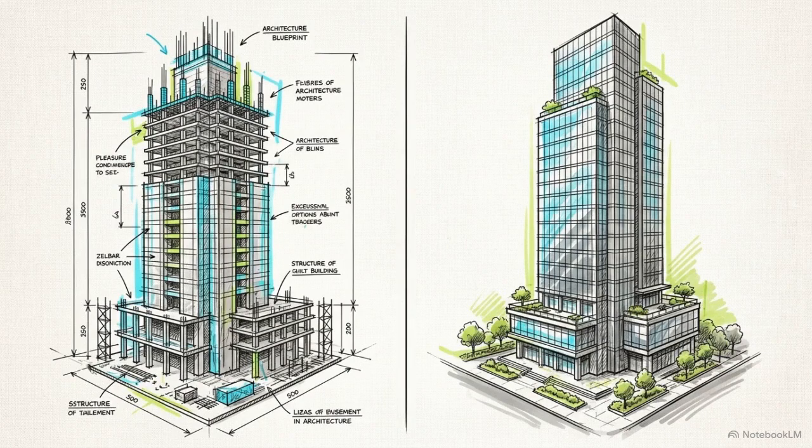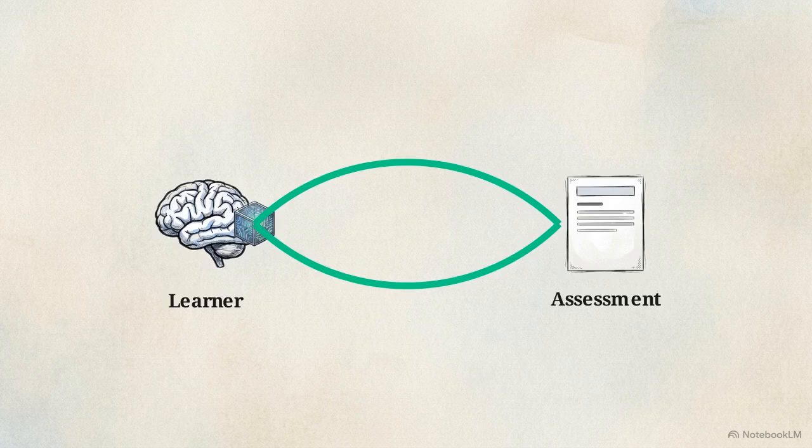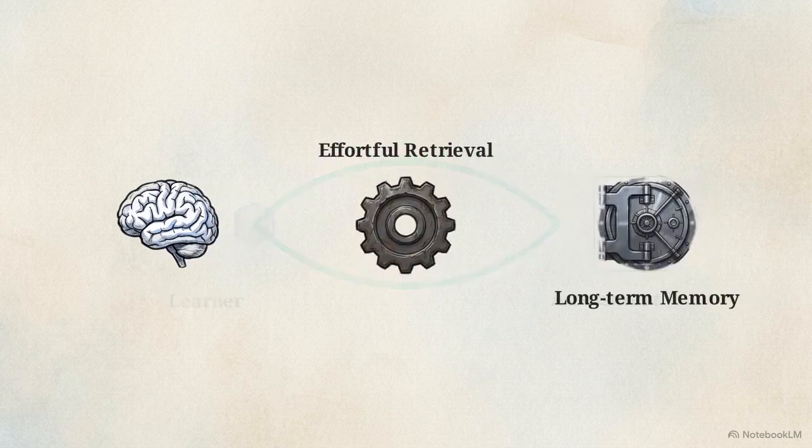entirely different purposes: formative and summative assessments. Formative assessment is an assessment for learning. This visual loop demonstrates how it works. By requiring the learner to retrieve information from memory, the assessment itself strengthens the neural connections. The goal is to provide descriptive feedback to the learner while they are still forming the concept.